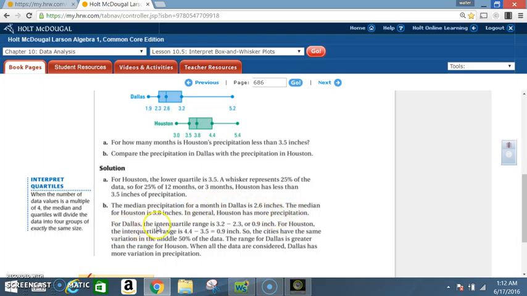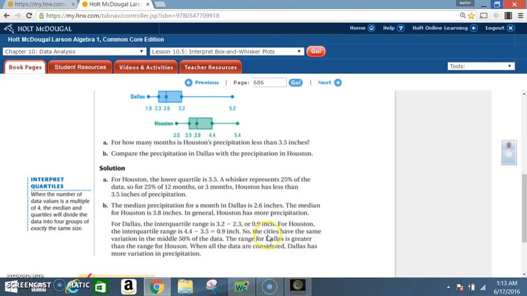For Dallas, the interquartile range is 3.2 minus 2.3, or 0.9 inches. All right, now don't forget, interquartile range is the upper minus the lower, 3.2 minus 2.3. For Houston, the interquartile range is 4.4 minus 3.5, which is equal to 0.9. So 4.4 minus 3.5. Once again, upper quartile minus the lower quartile.